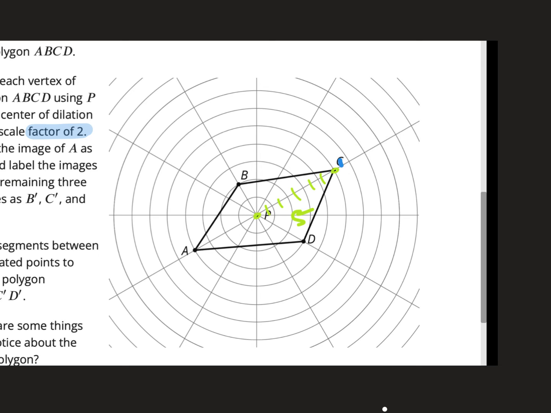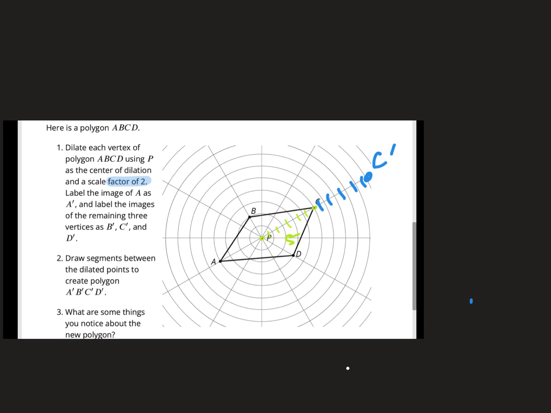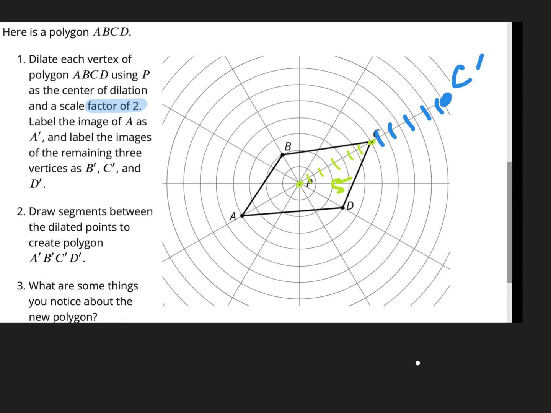Okay, so C was 5 units away. If we're doing a scale factor of 2, that means it's going to be double. So your C prime should be right there. Instead of 5 units away, now it needs to be 10. So that will hopefully be enough to get you started. In big kid dilations, big kid scale copies, we are using the center as a reference point.